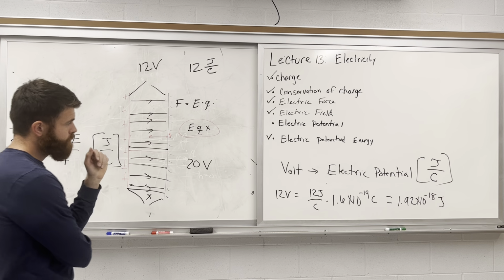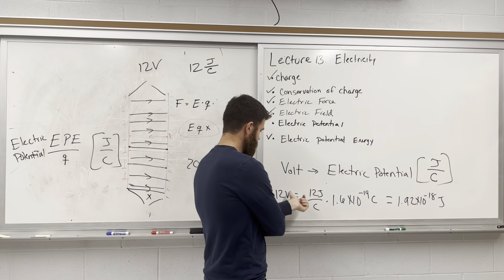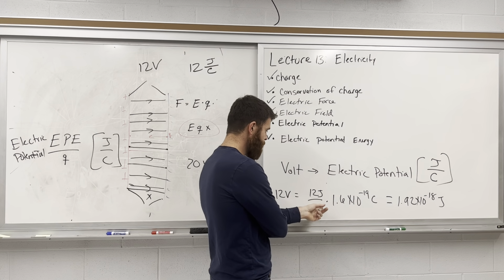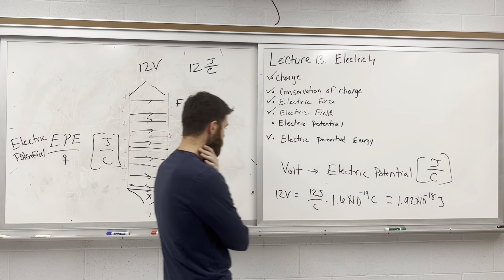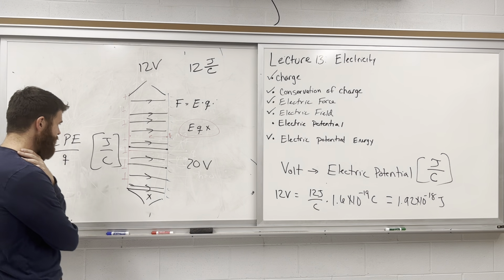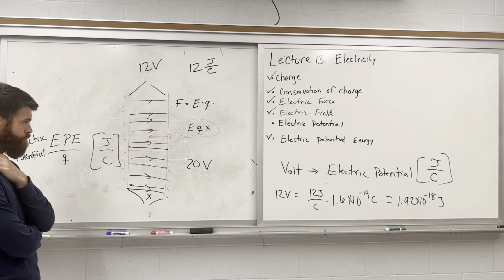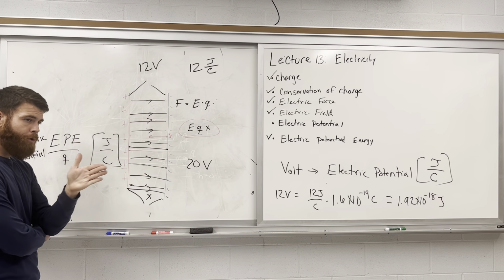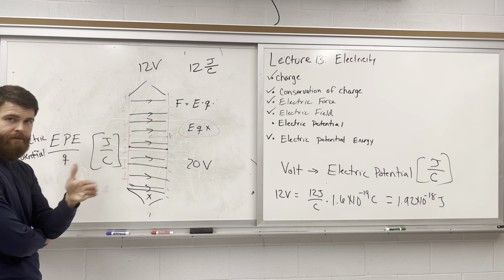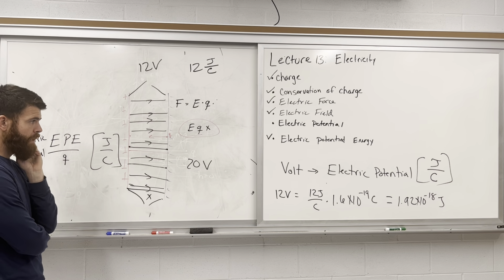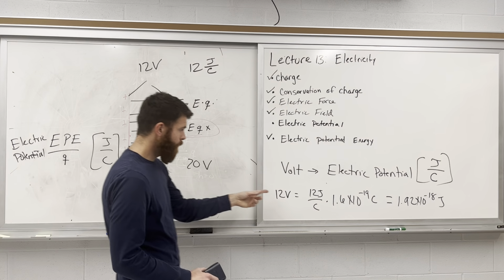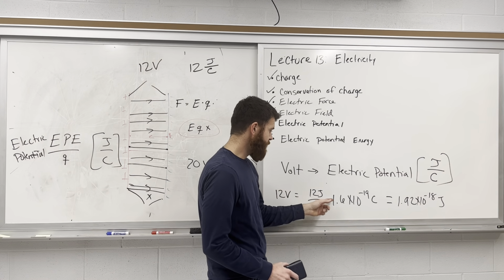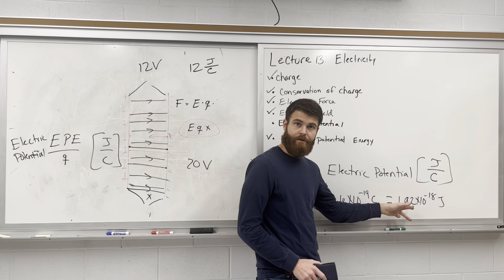So voltage is the joules of energy per coulomb. It's the amount of potential energy per coulomb that can be delivered. So the larger the voltage, the more energy per coulomb that can be given to the charge. And so, say a 24 volt battery would give an electron double the amount of energy.